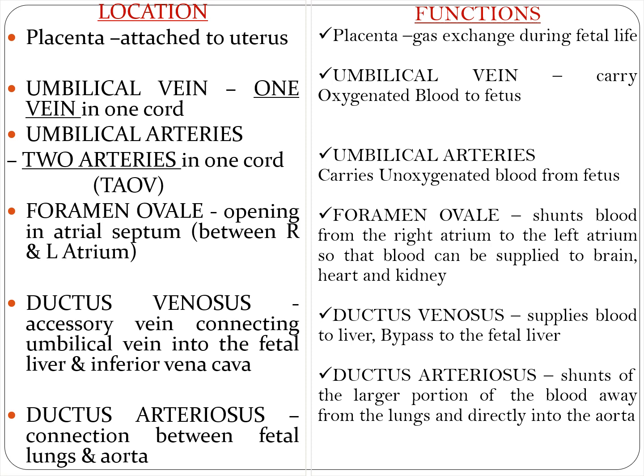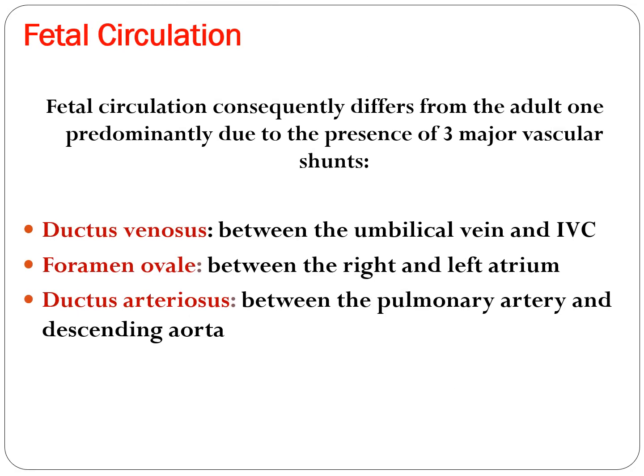So don't forget, your umbilical vein, one vein in one cord, umbilical arteries, two arteries in one cord, okay? The foramen ovale, the ductus venosus, and the ductus arteriosus. So here, the ductus venosus is between the umbilical vein and your inferior vena cava. We have the foramen ovale between the right and left atrium. Ito yung mga location, and the ductus arteriosus between the pulmonary artery and the descending aorta. Pag sinasabing shunting, kino-close niya para hindi magsama yung unoxygenated and oxygenated blood.